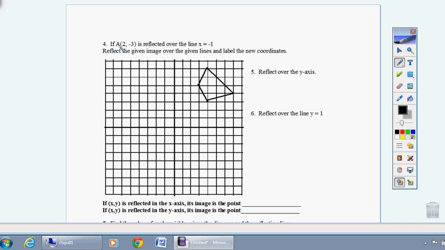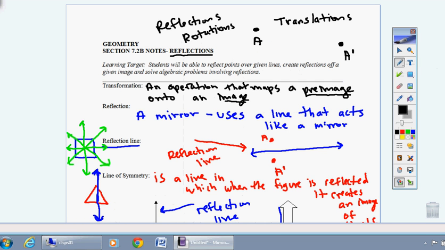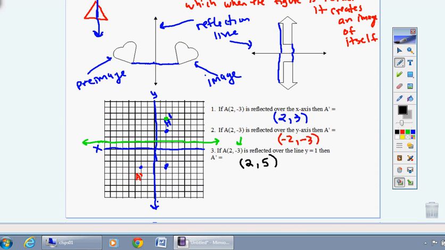It says, if A, again, we're starting with our original point, 2, negative 3, but now it wants us to reflect it over the line x equals negative 1. So if I go back to my original graph here, the line x equals negative 1 is going to be this line. I go left 1, so the line x equals negative 1 is going to be here. So it wants me to reflect my original point over the line x equals negative 1.